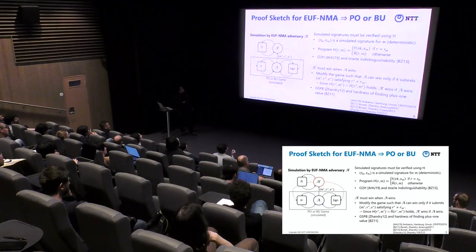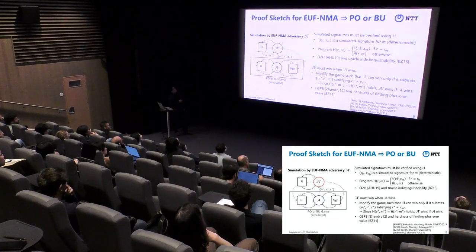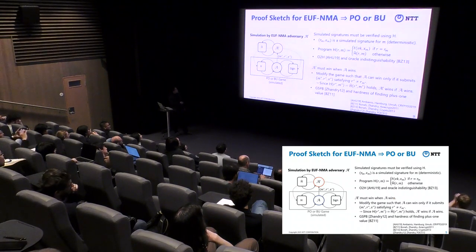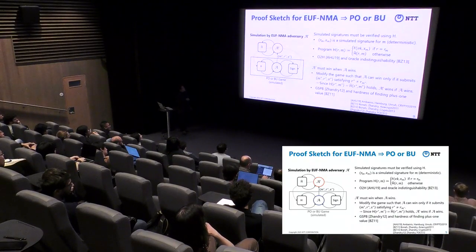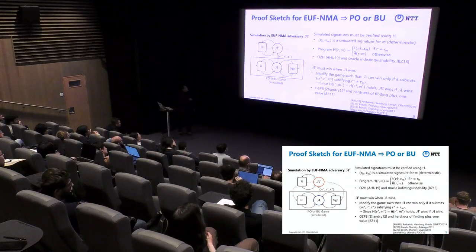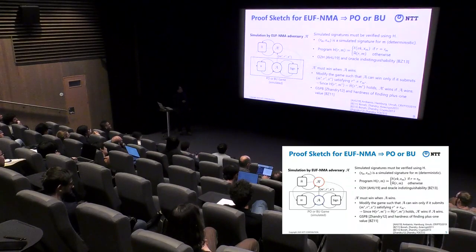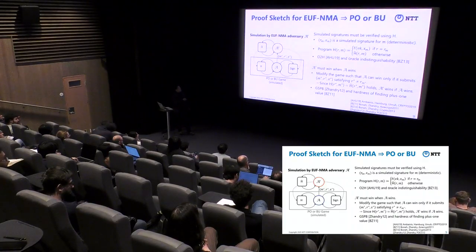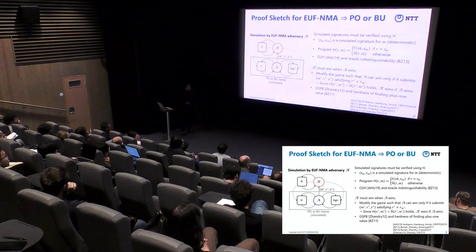And this is a proof sketch. We have to consider a reduction from EF-NMA to PO or BU. And this is a figure that shows the simulation of a PO or BU game by the EF-NMA adversary. And this adversary has to simulate the random function, the random oracle, as well as the signing oracle. And this thing is really important, really hard, because the NMA adversary has no access to the signing oracle, and also he doesn't have any information about the private key.